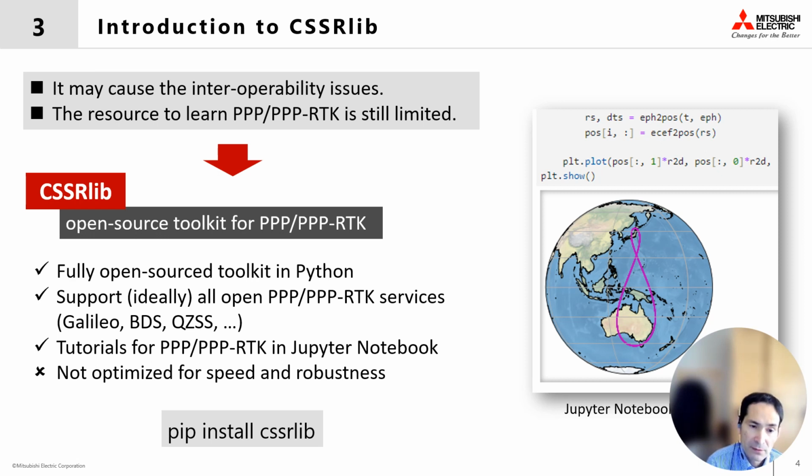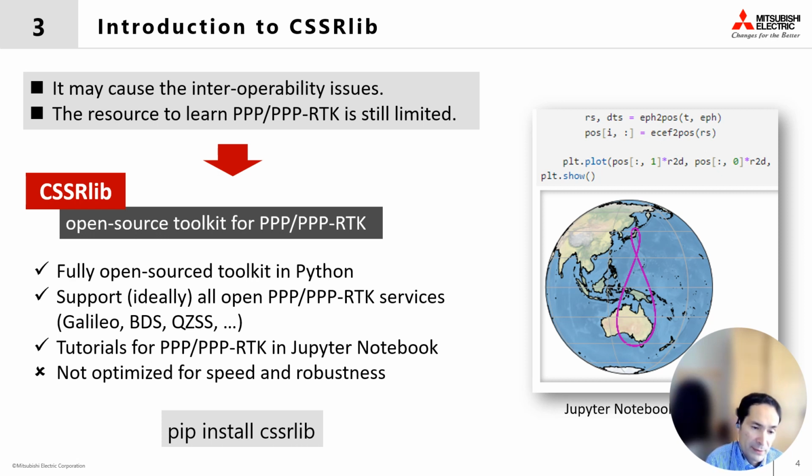Next, I will introduce CSSRLive. So there are many open high-accuracy services available. However, there are some issues. It may cause interoperability issues because there are so many different implementations of high-accuracy services. And the resources to learn high-accuracy services are still limited.